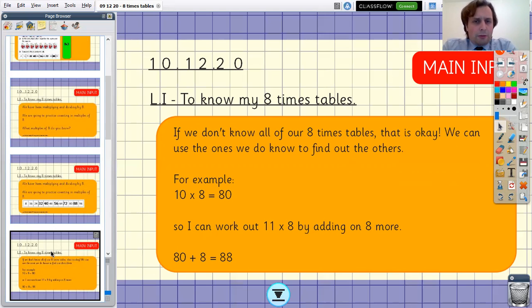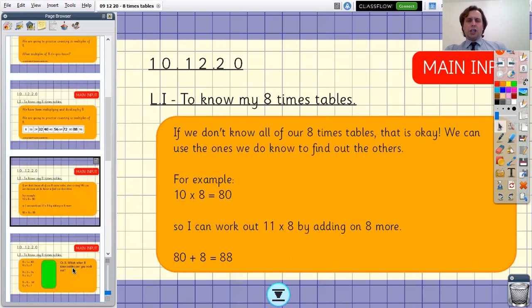So I've got a bit of an example for you here. If we had 10 times 8 and we know that that's 80, perhaps that can help you work out what 11 times 8 is going to be, because you could just add 8 more. Because you know with our 8 times tables, it's just groups of 8. So each time when you go through those different multiples, they are adding 8, because there's 8 extra groups. So we can go from 10 times 8 is 80 to 11 times 8 is 88, because we can do 80 plus 8.